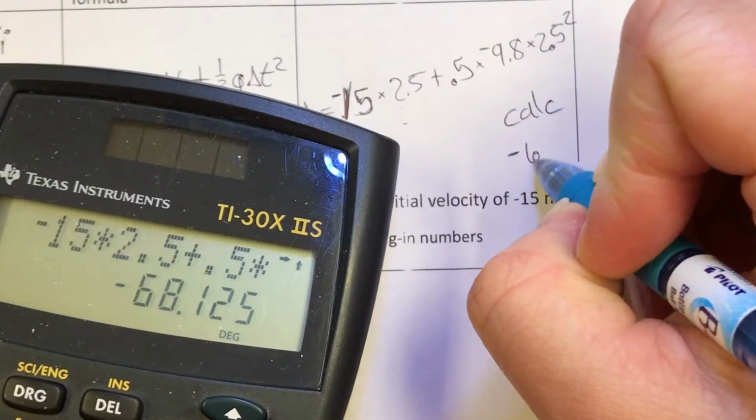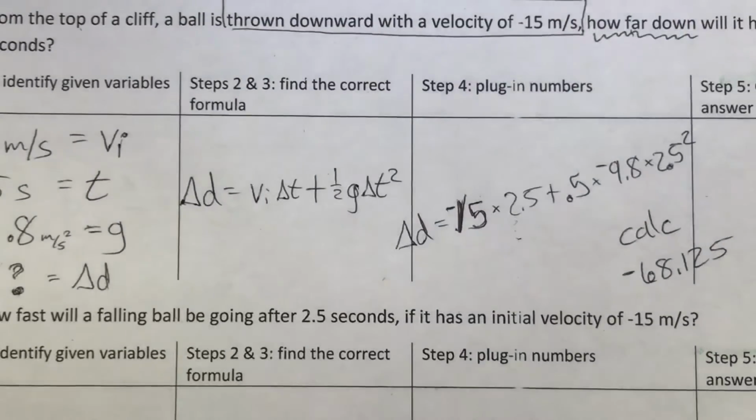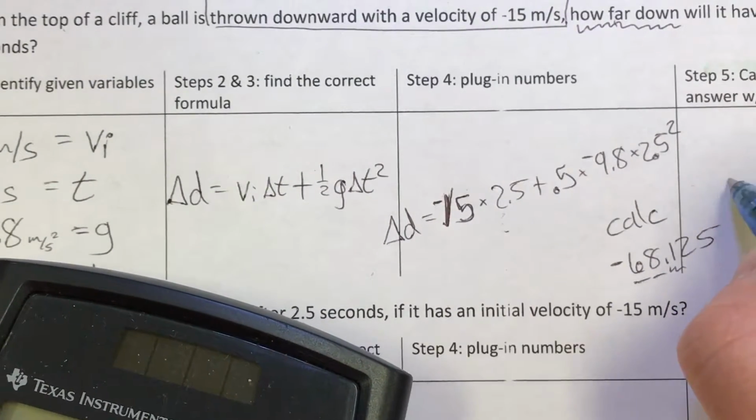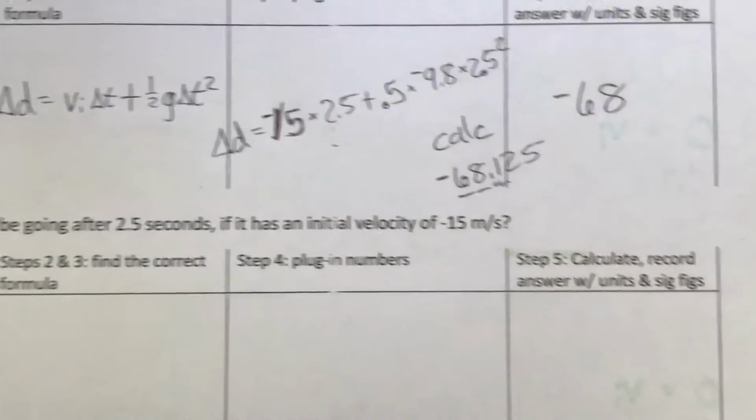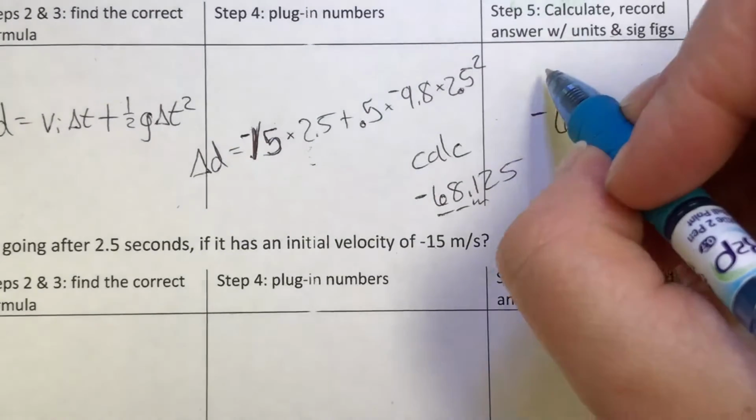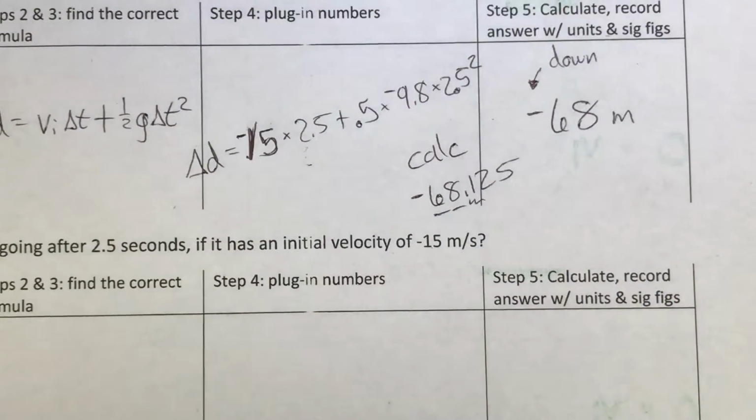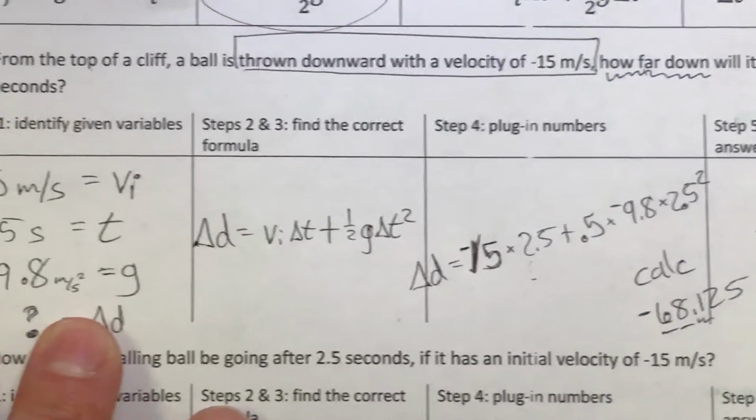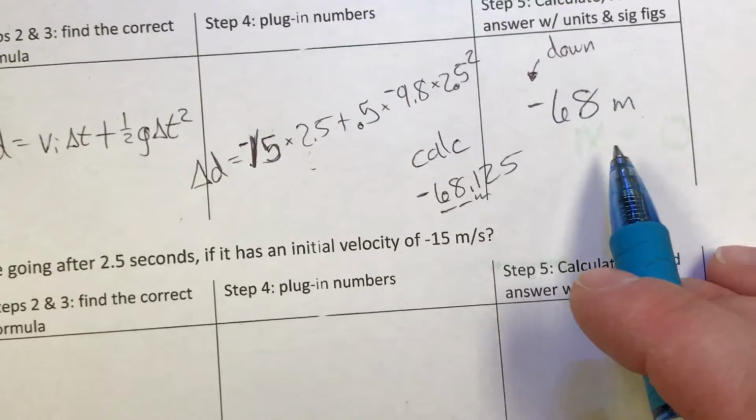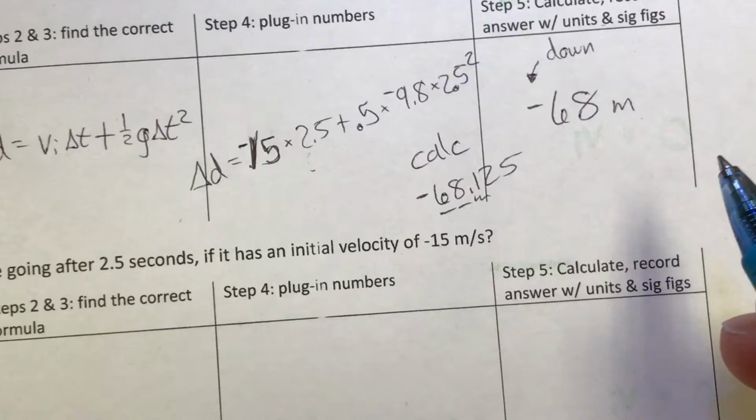calculator says, negative 68.125. Significant figures. 2, 1 does not round up, negative 68. Displacement, measured in meters. We have a negative 68 meters. That negative just means it's 68 meters measured down. All right, so if I have a ball and I throw it with an initial velocity of 15 meters per second, exactly 2.5 seconds after I threw it, it'll have gone 68 meters downward. There you go.